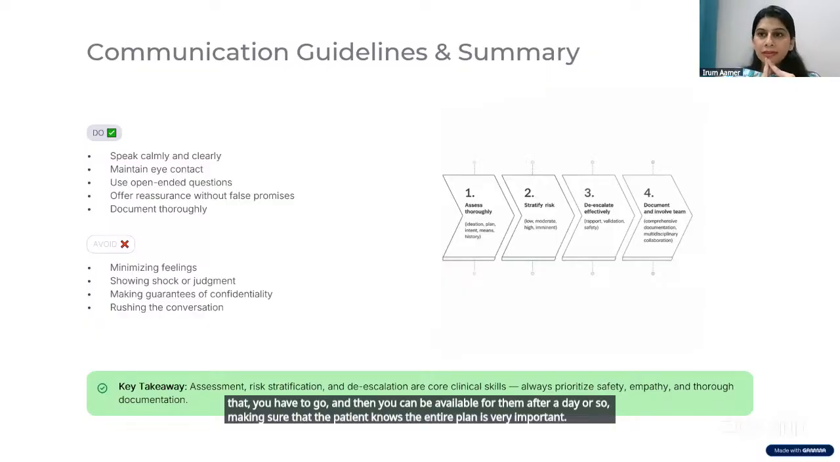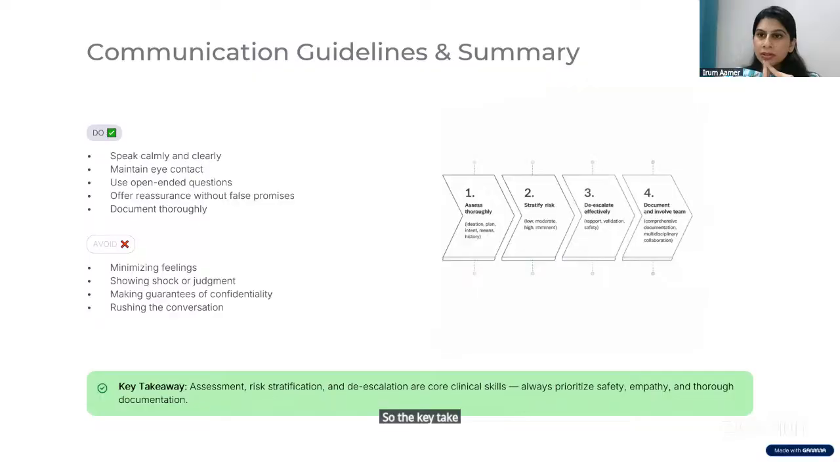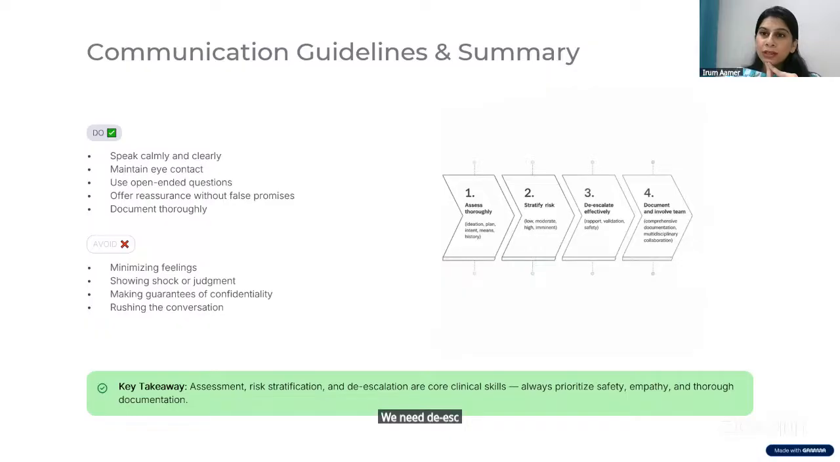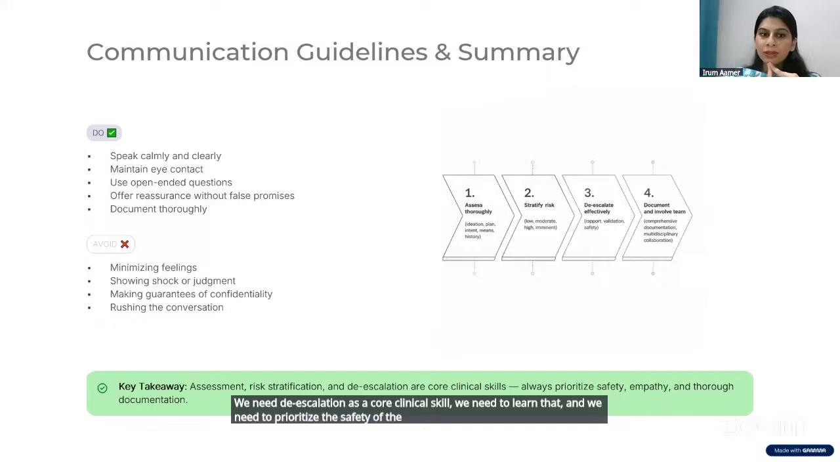So the key takeaways from the first talk are that we need a thorough assessment, we need risk stratification, we need de-escalation as a core clinical skill. We need to learn that, and we need to prioritize the safety of the patient. We need to empathize, and obviously we need to thoroughly document it with the patient.